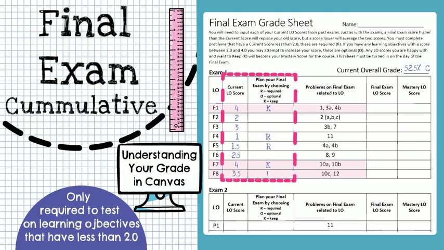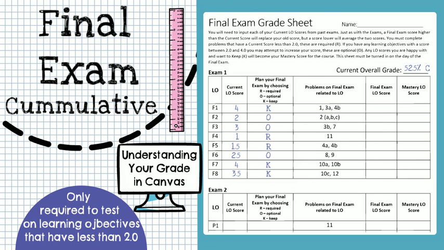If you aren't sure, then just write an O for optional and you can determine if you want to do the problem or problems associated with that learning objective on the day of the final exam. Now that you have filled out your final exam grade sheet, you can use it to study by focusing on learning objectives you still need to master. Then, during the final exam, you can use the sheet to determine which problems you need to complete to improve your mastery on all required learning objectives and any optional ones as well.